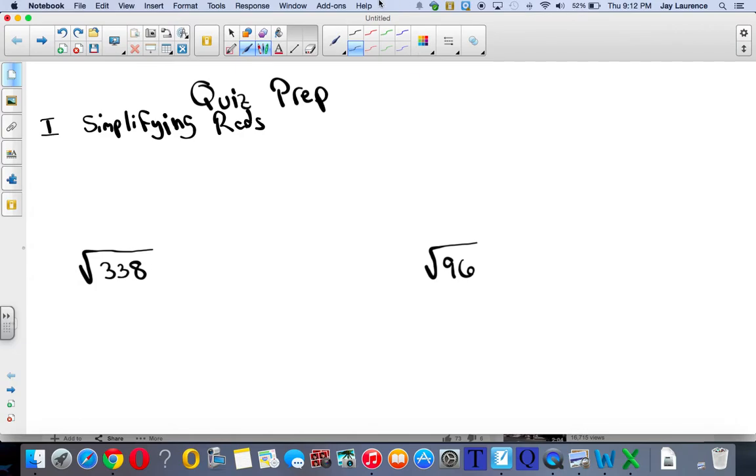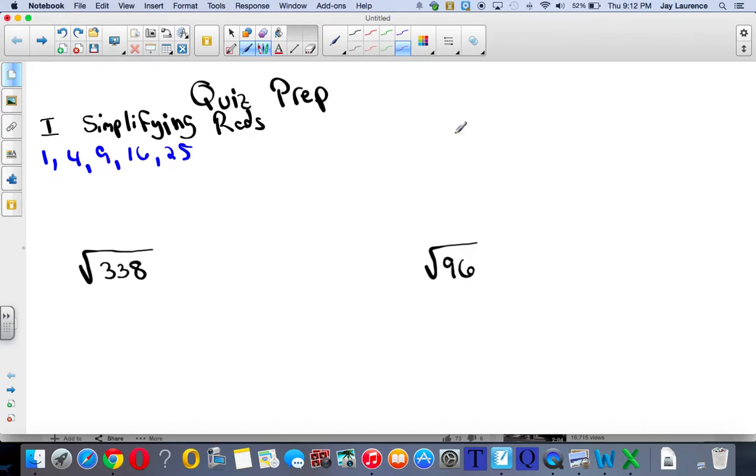Okay. So first of all, we're going to have to know how to simplify rads. And remember, perfect squares are super important in helping us simplify rads. And you can generate your perfect square list really easily. You just start with 1 squared, 2 squared, 3 squared, 4 squared, 5 squared.